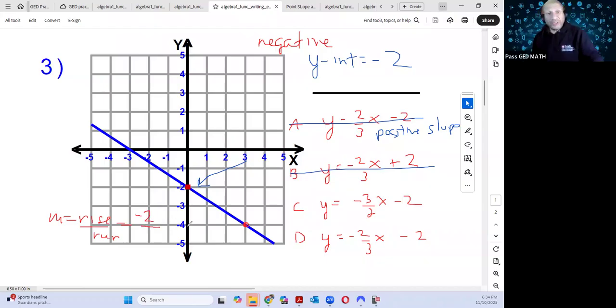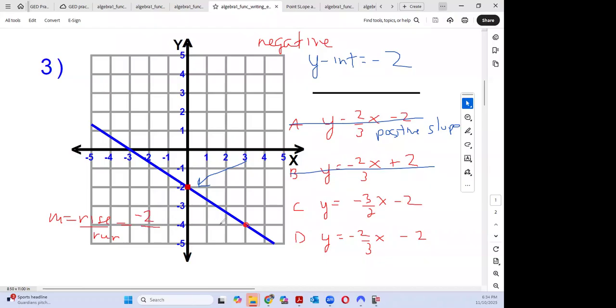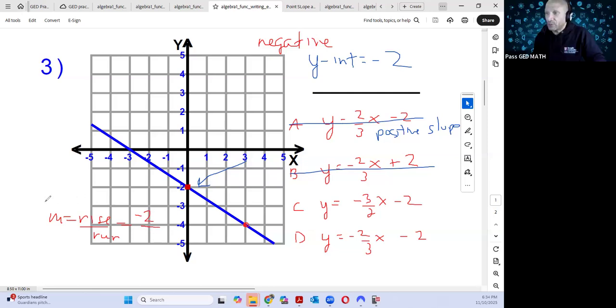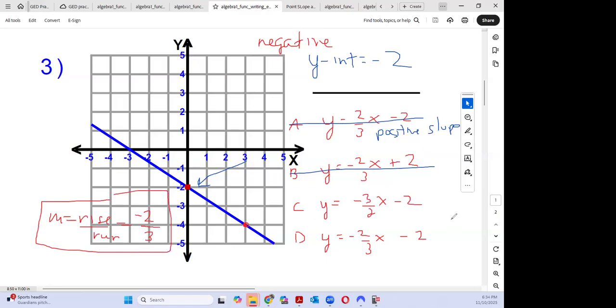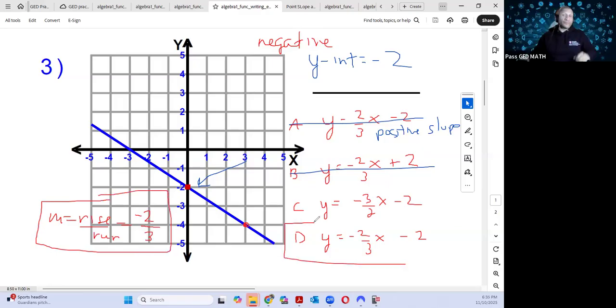How many do I have to go over to get to that second point? 3. 1, 2, 3. So I know my slope is what? Negative 2 over 3. So what answer is that? D. There you go.